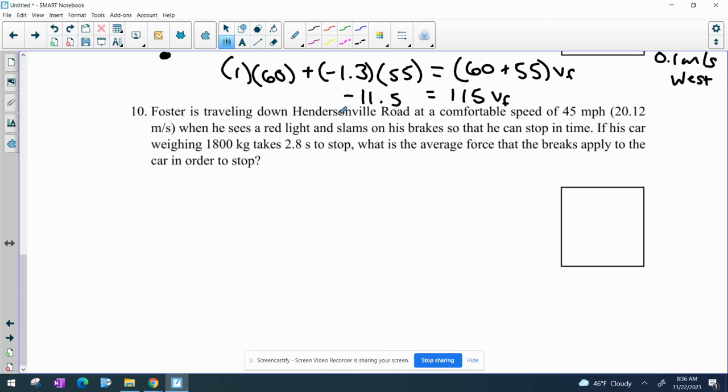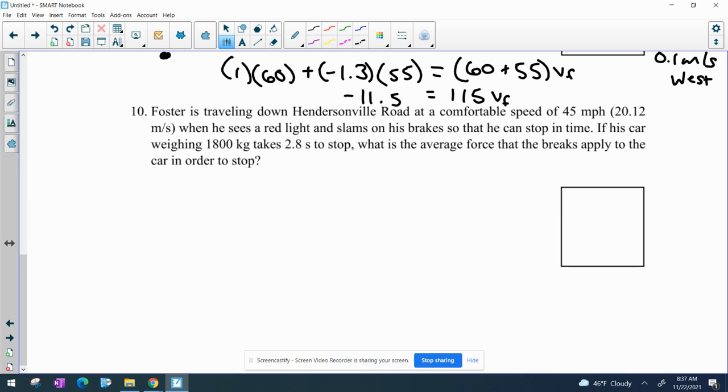Right, so Foster is traveling down Hendersonville Road at a comfortable speed of 45 miles per hour, 20.12 meters per second. Keep in mind that we're dealing with two unit systems, so make sure you're using meters per second. He sees a red light and slams on the brake. Apparently Foster doesn't drive and he doesn't stop for red lights, but we can still solve this problem.